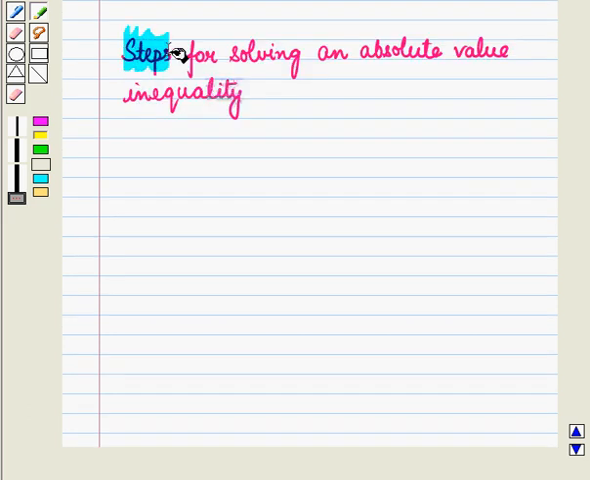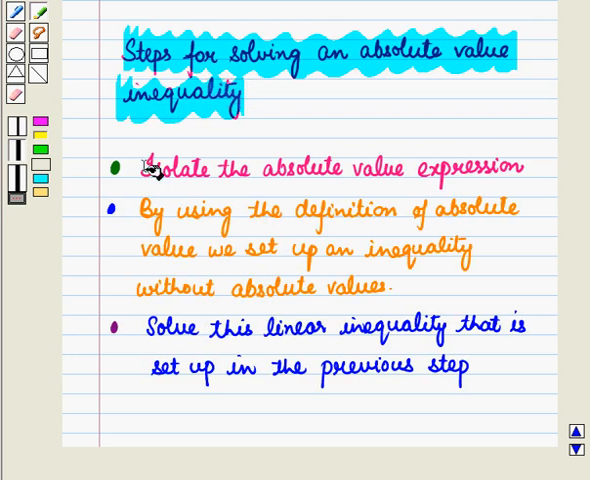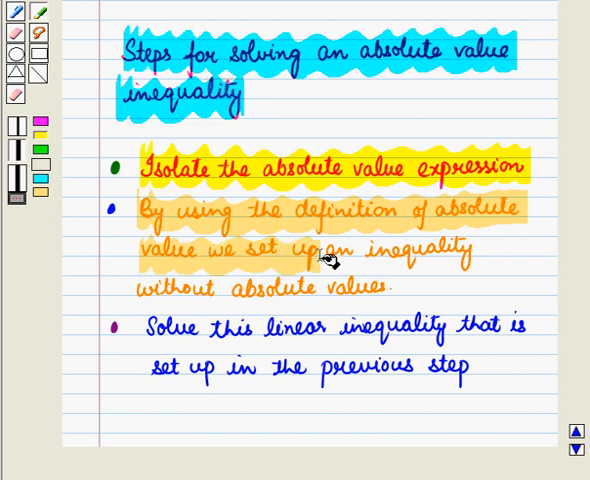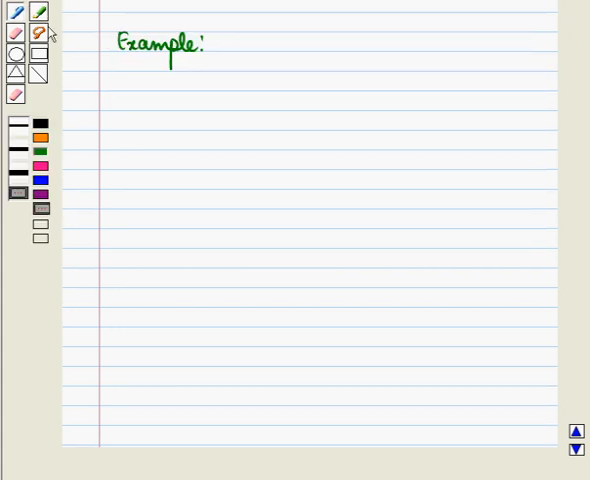Now let us discuss steps for solving an absolute value inequality. First is, isolate the absolute value expression. Second is, by using the definition of absolute value, we set up an inequality without absolute values. And third is, solve this linear inequality that is set up in the previous step. Now let us see a basic example of absolute value inequality.